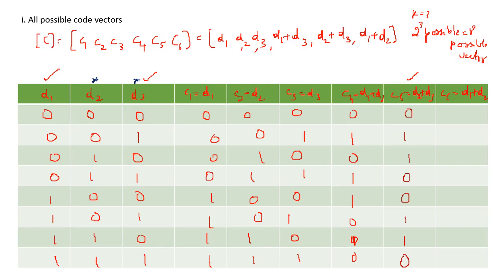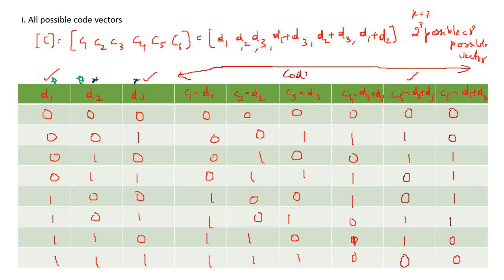So we are going to add the first 2 bits, so this D1 plus D2. So what we are going to get is 0 plus 0 is 0, 0 plus 0 is 0, 0 plus 1 is 1, 0 plus 1 is 1, 1 plus 0 is 1, 1 plus 0 is 1, 1 plus 1 is 0, 1 plus 1 is 0. So this forms all the possible code vectors here. So this is an n bit code vector. So this is the code vector for a given problem.